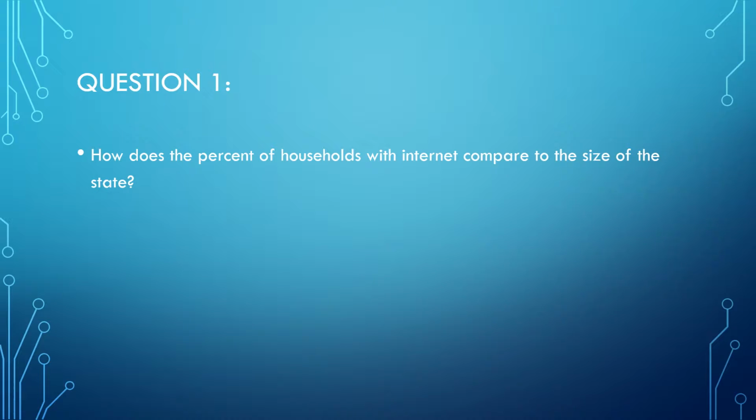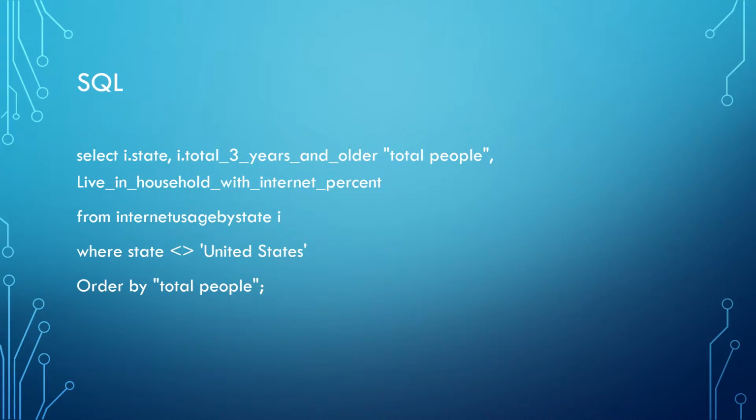The first question was, how does the percent of households with internet compare to the size of the whole state? To answer that question, I made a query that had three columns: state, total people, and internet percentage of households. This all came from the internet usage by state table.